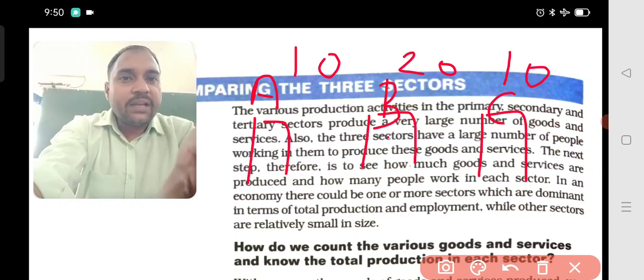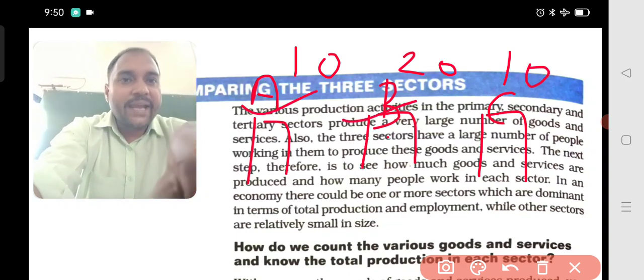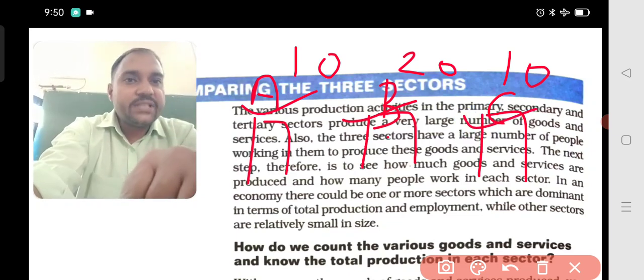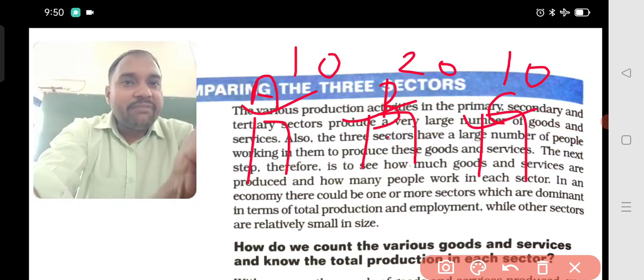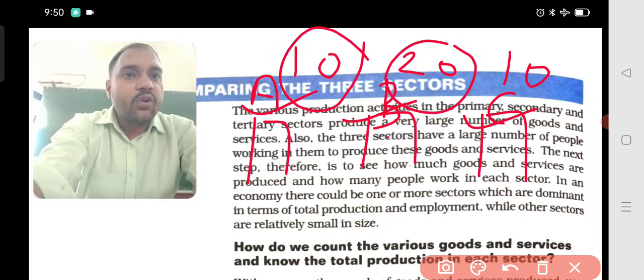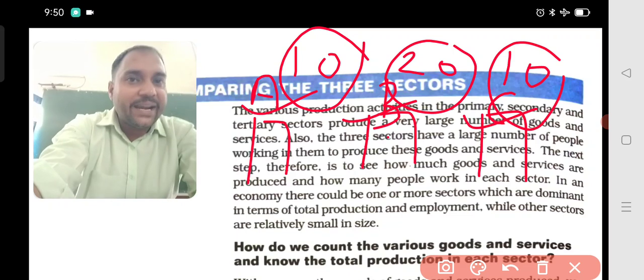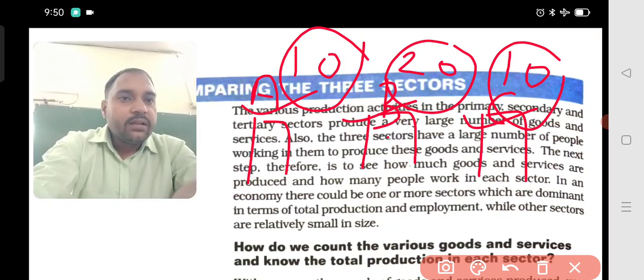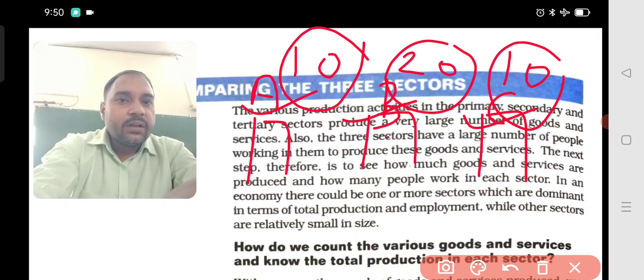The total number of goods are produced by A and B sector, services are produced by the tertiary sector, and here the value of all goods and services produced in the economy, if we aggregate them, if we make them total, what we get? We get the total production in each sector.